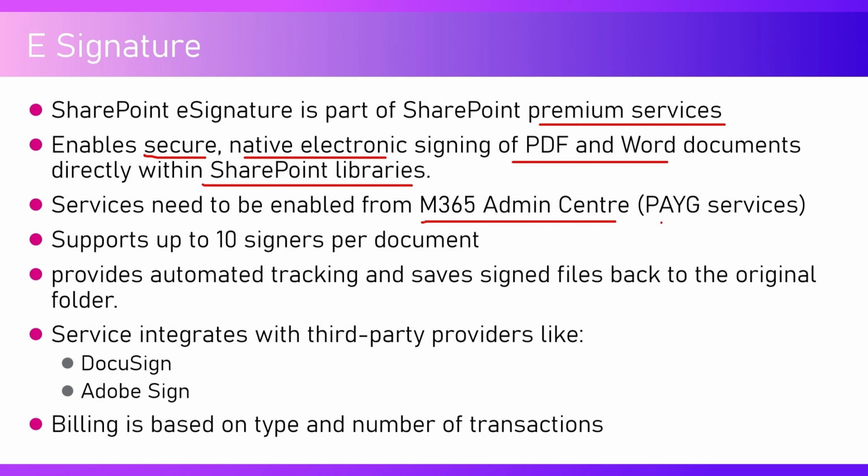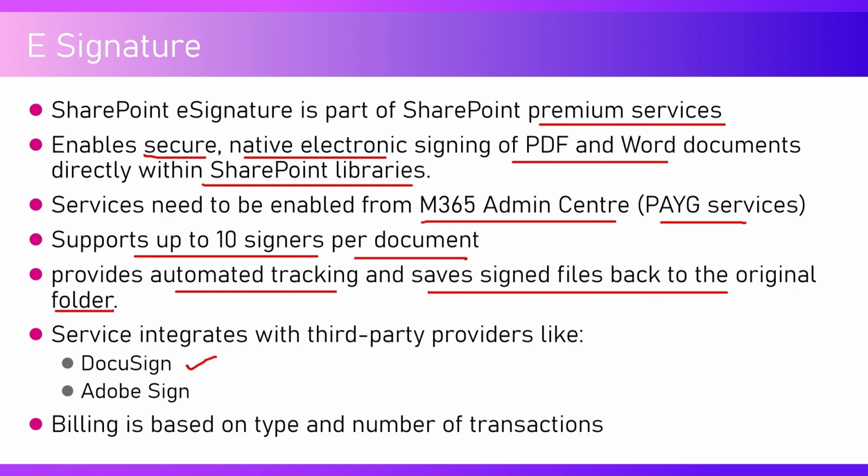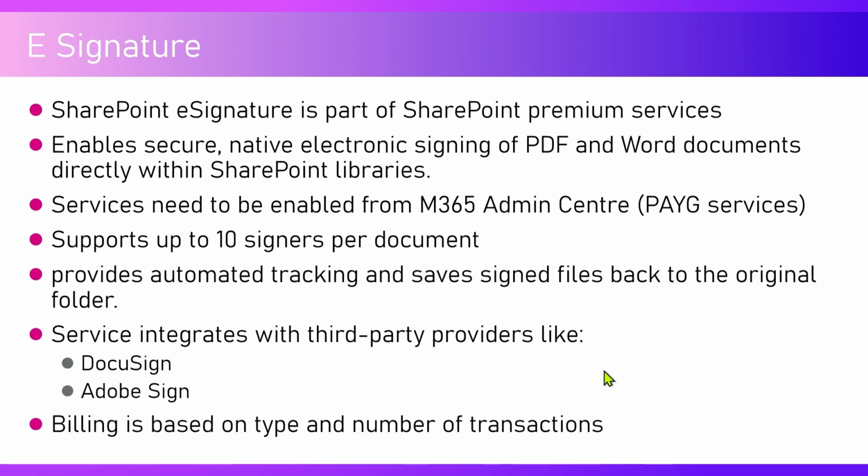So you need to turn on the pay as you go services. And once you do that, SharePoint Premium will be enabled. It supports up to 10 signers per document. It provides automated tracking and saves the signed files back to the original folder. Now, the service also integrates with third party providers like DocuSign and Adobe Sign. Billing is based on the type and the number of transactions which you do.